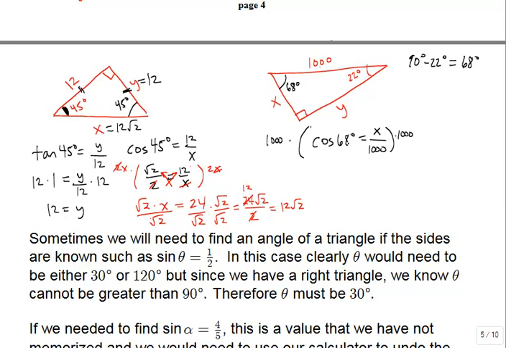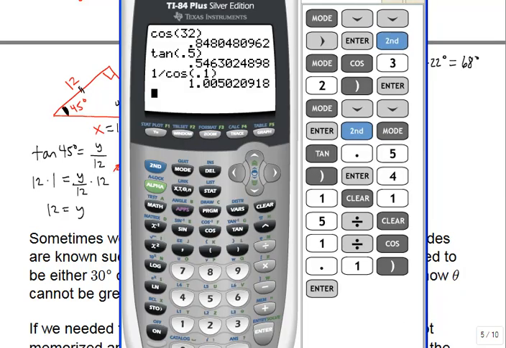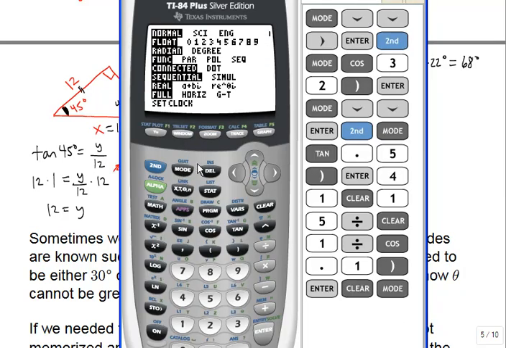Now 68 degrees is not one of our common angles, so you're going to have to use a calculator to figure out what this value is on the left-hand side. And we want to be in degree mode because this is 68 degrees. So let's pull up the calculator. I'm going to need to switch my mode back to degrees.